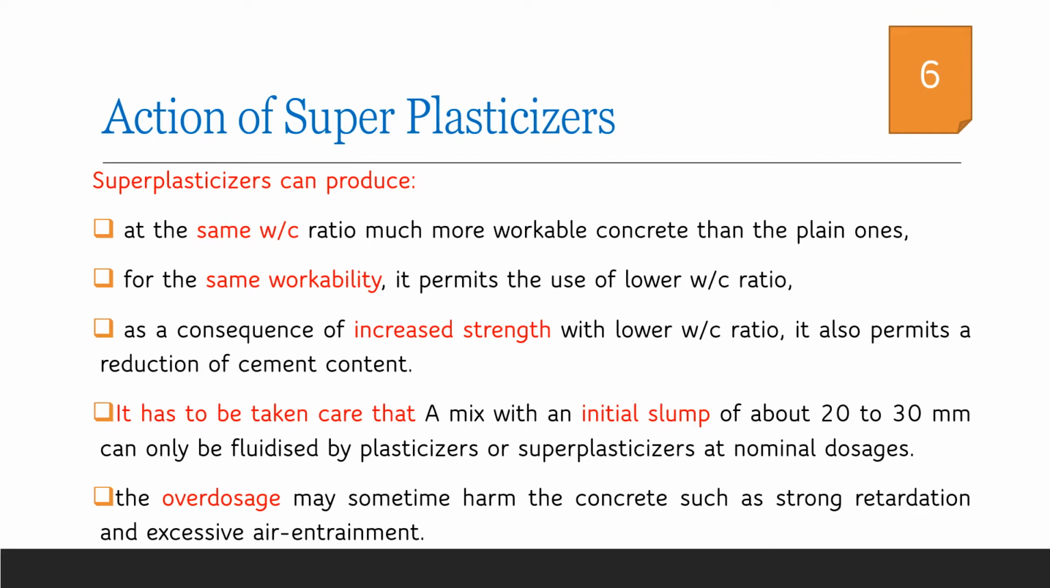But it has to be taken care that the superplasticizers will be effective only if the initial slump is in the range of 20 to 30 mm. Also, as discussed in the previous case, overdosage of superplasticizers may negatively influence the characteristics of concrete, such as it may cause retardation of concrete as well as excessive air entrainment.